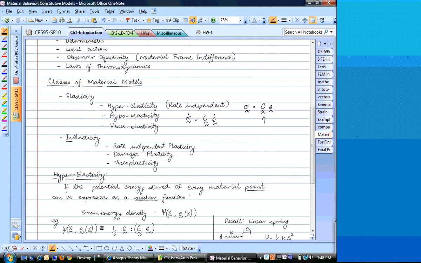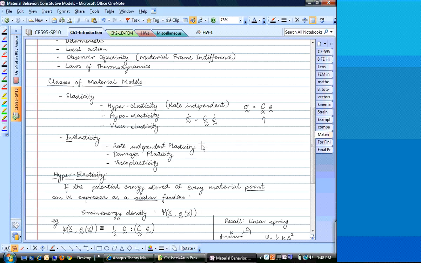And then there is another form of elasticity called viscoelasticity. This is a rate dependent model where it actually makes a difference with what speed you are loading your material. So in the inelasticity regime, there is rate independent plasticity, which if we do get time towards the end, I'll show you a simple small strain model for that.